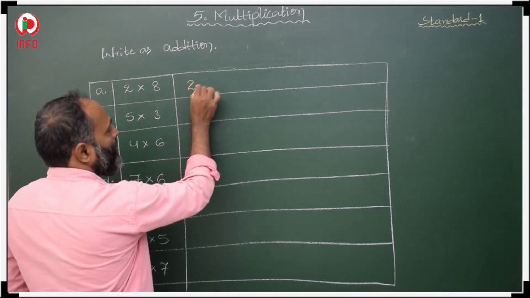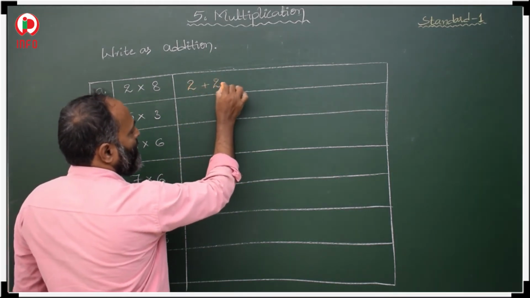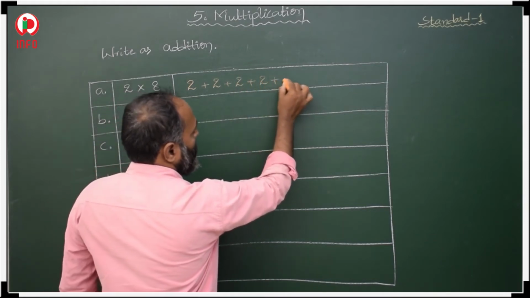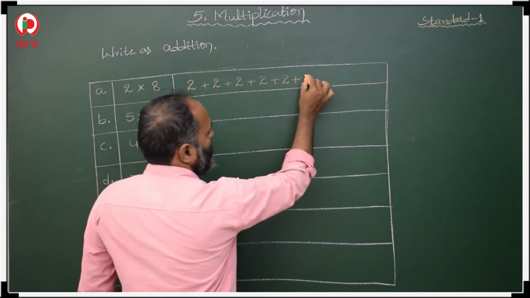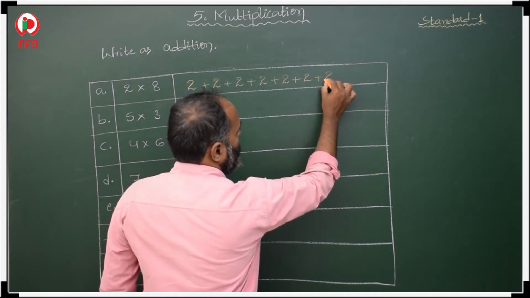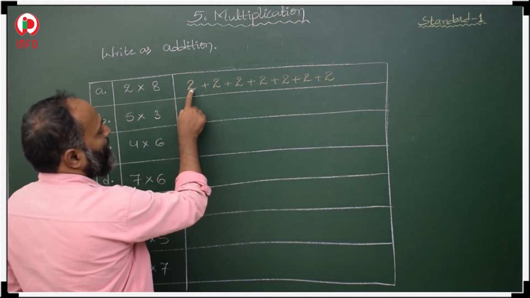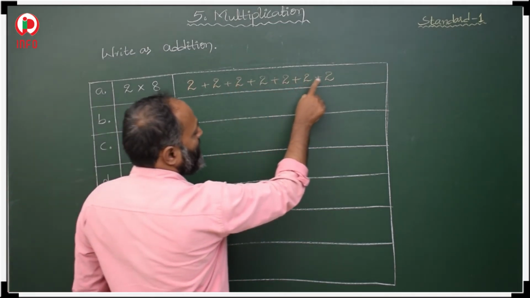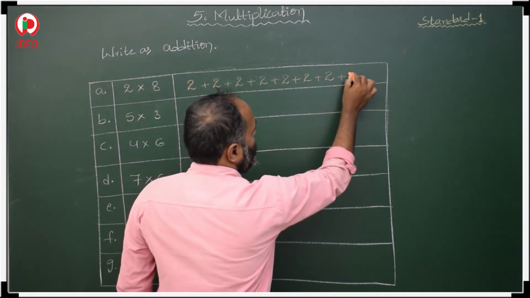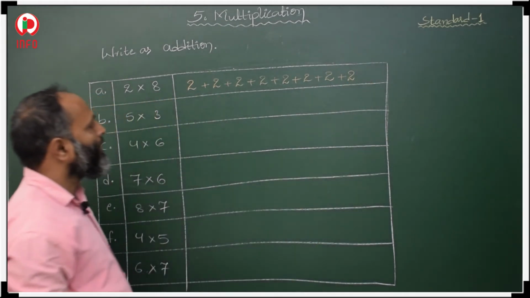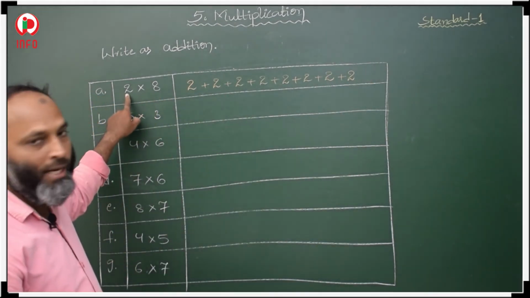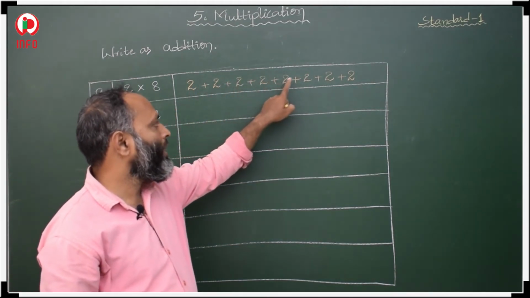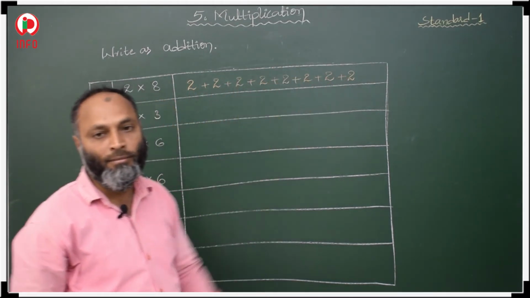Then 2 plus 2 plus 2 plus 2 plus 2 plus 2 plus 2 plus 2. Once you check how many times? 1, 2, 3, 4, 5, 6, 7, 8 times. This is 8. So we have to add this 2, 8 times. 1, 2, 3, 4, 5, 6, 7, 8.